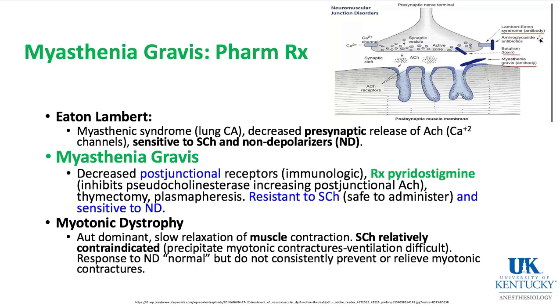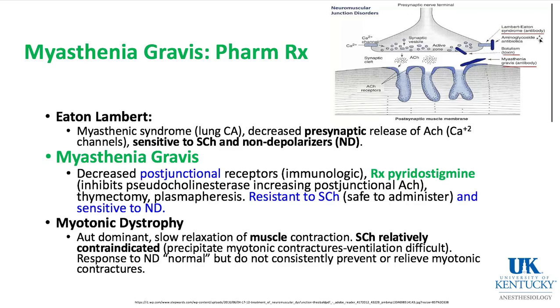So the disease of myasthenia gravis is postjunctional receptor, as opposed to myotonic dystrophy, which is a disease of the muscle itself, where there's slow relaxation of the muscle and they have contractures. If we give succinylcholine to these patients, they could have fasciculations and contractures of a lot of their muscles all over their body, and even ventilation can become very difficult.